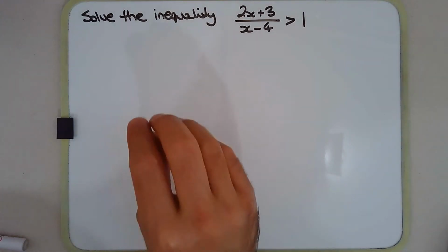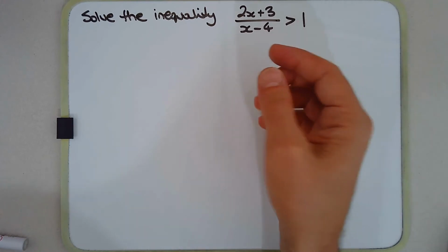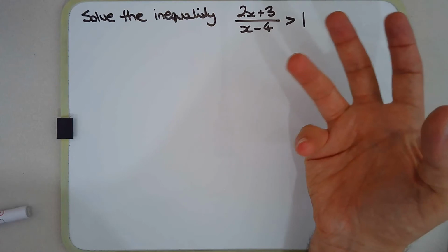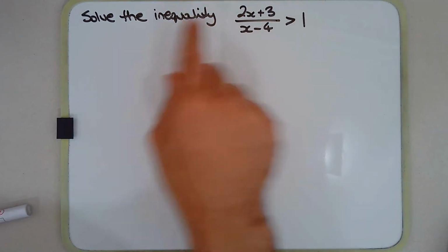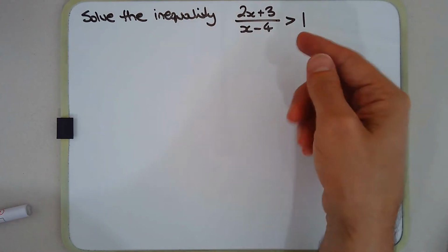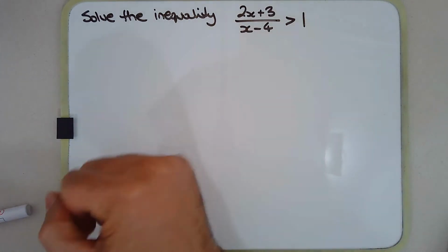In this video, we're going to look at a simple inequality that involves solving for an unknown variable that's in the denominator of a fraction. Now, why does this complicate things? That's because we don't know what the value of x is at this point. So this inequality is 2x plus 3 over x minus 4 greater than 1. At this point, we don't know what values of x would satisfy this inequality.